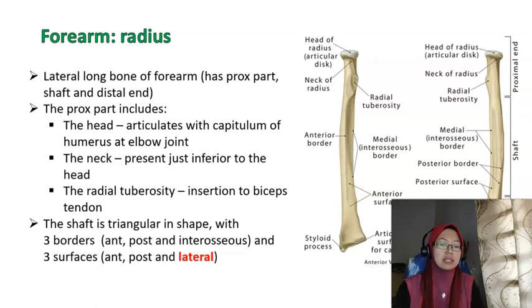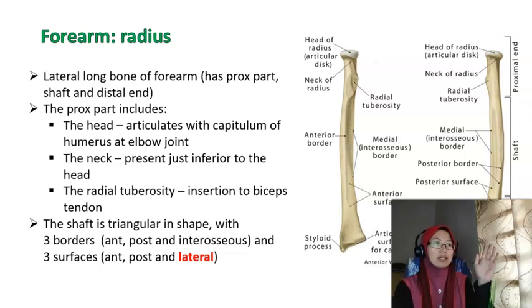For the second part of upper limb osteology, we proceed to the third section, which is the forearm, that consists of radius and ulna. We begin with radius. Radius is situated lateral in your forearm, and it has a proximal part, distal end, and shaft. The proximal part consists of the head.